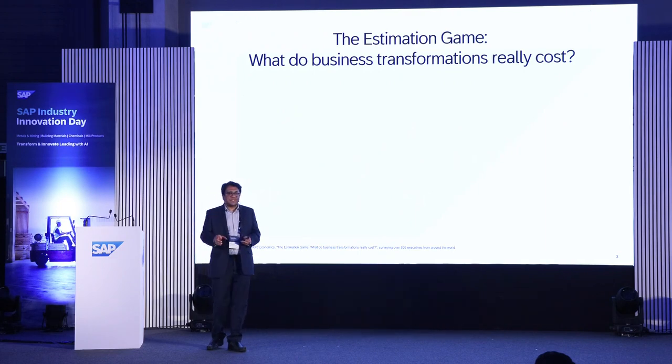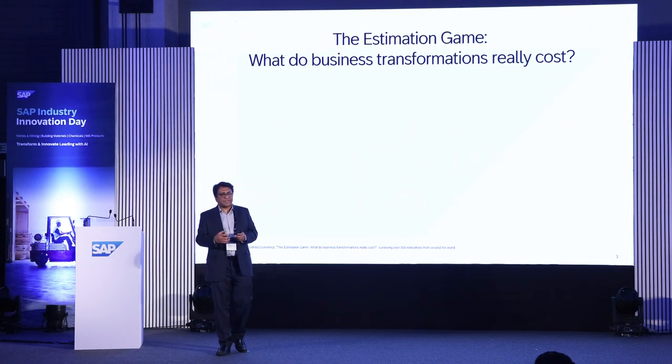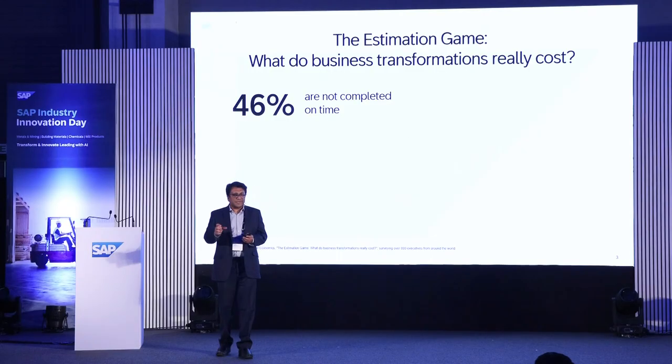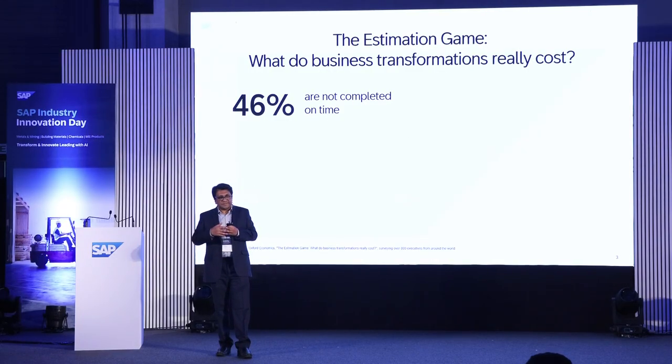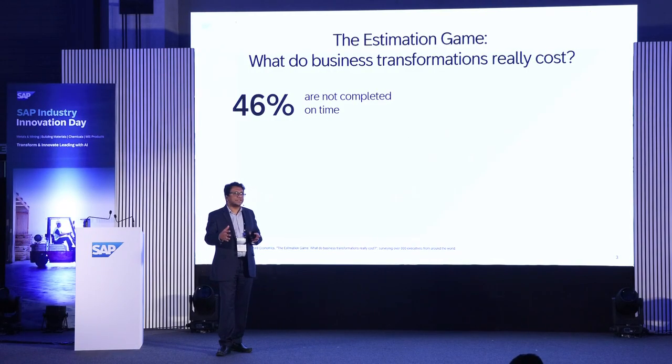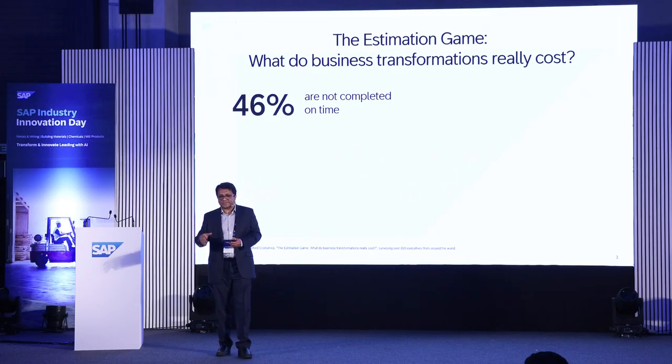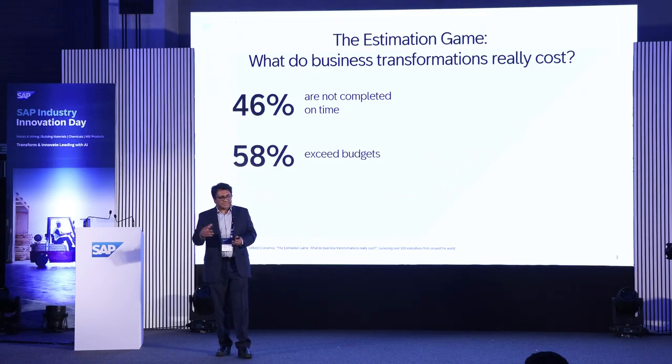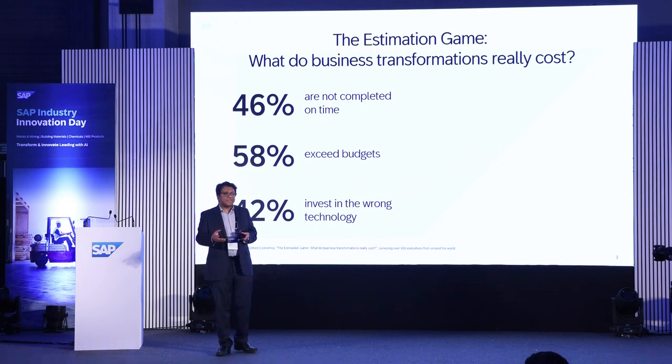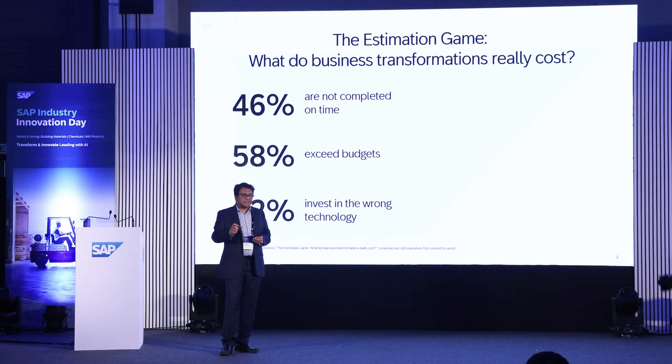But what are some of the challenges which these organizations face in digital transformation, in business transformation? Why do they fail? One of the biggest things is they are always delayed. Transformation is quite delayed. The results, therefore, are not in sync with what was originally planned, right? 46% of transformation projects are not completed on time, exceed budgets, invest in the wrong technology, which is again a very key topic, right?